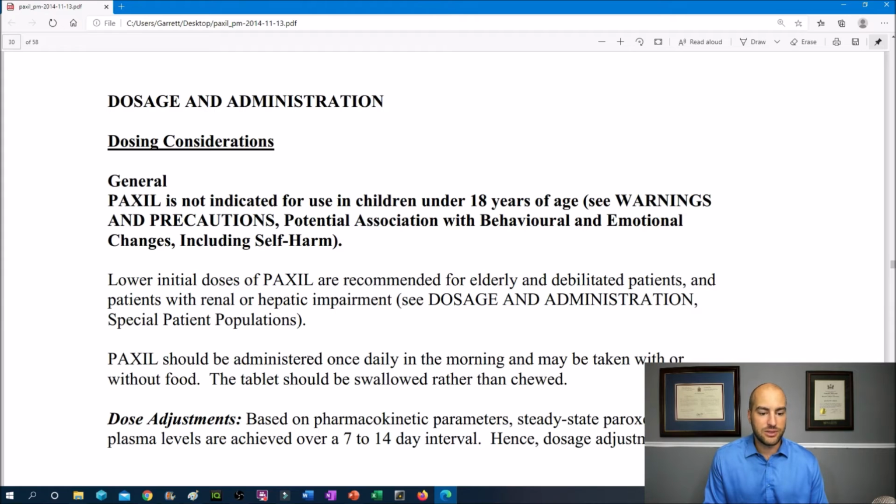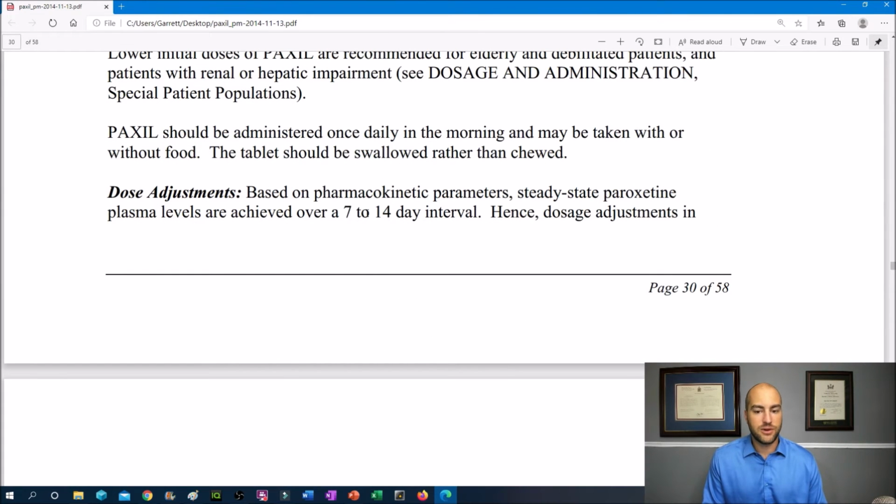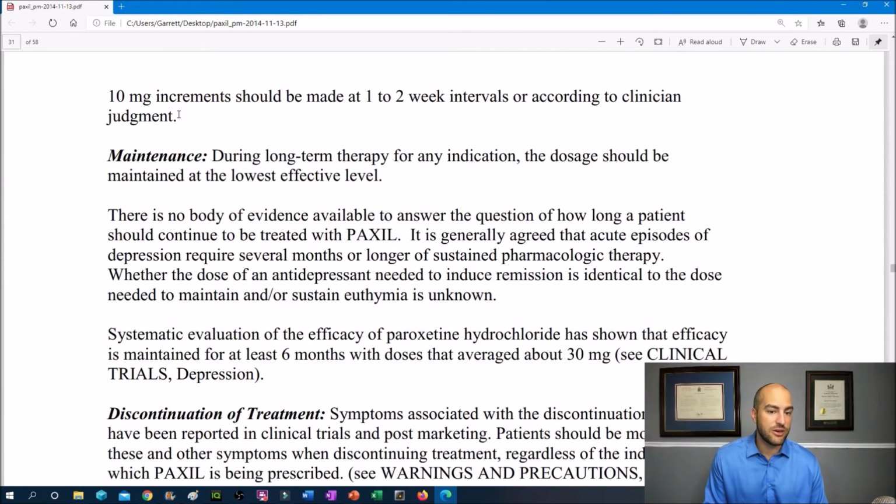Paxil should be administered once daily in the morning and may be taken with or without food. The tablet should be swallowed whole rather than chewed. Based on pharmacokinetic parameters, steady-state paroxetine plasma levels are achieved over a 7 to 14 day interval. Hence, dosage adjustments in 10 milligram increments should be made at 1 to 2 week intervals or according to clinician judgment. Maintenance. During long-term therapy for any indication, the dosage should be maintained at the lowest effective level.